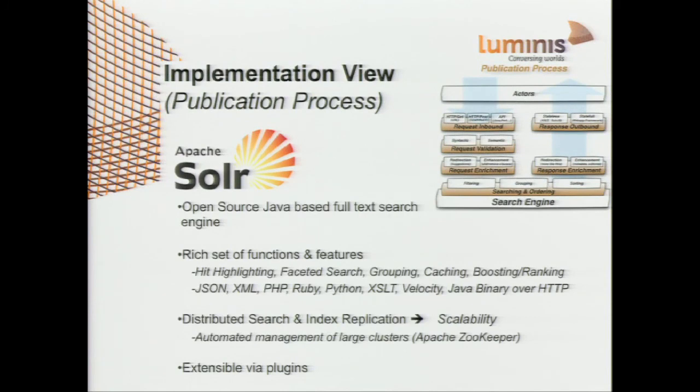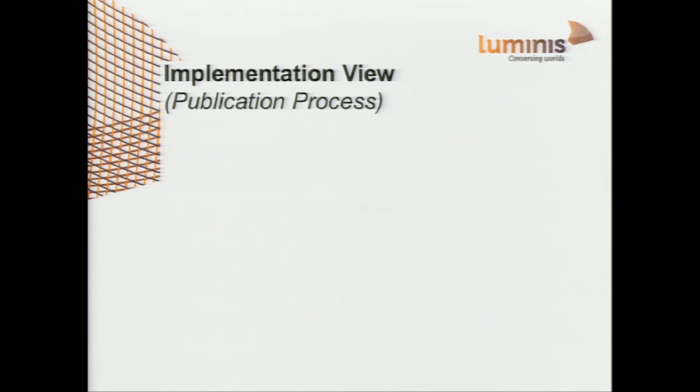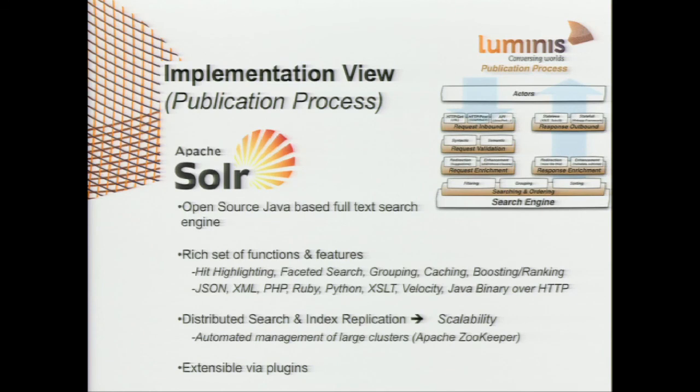Going back to the publication process, what we said is that we have leveraged a tool called Apache Lucene Solr, which is a very, very scalable, fast, full-text search engine, completely written in Java. It has a lot of functions and features that we can already leverage out of the box. So there's hit highlighting, there's faceted search, which is grouping, and it has caching, it has boosting functionality. It is very good in scaling, distributed replication of indexes. So there's a lot of things there already out of the box.